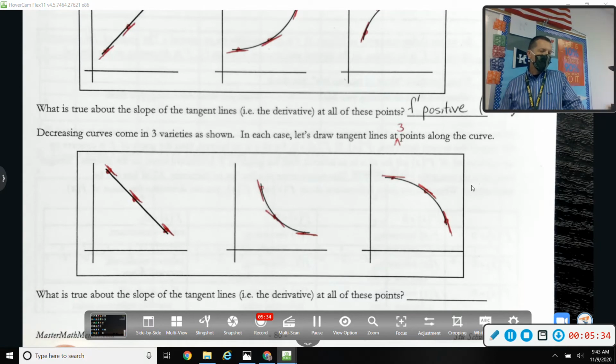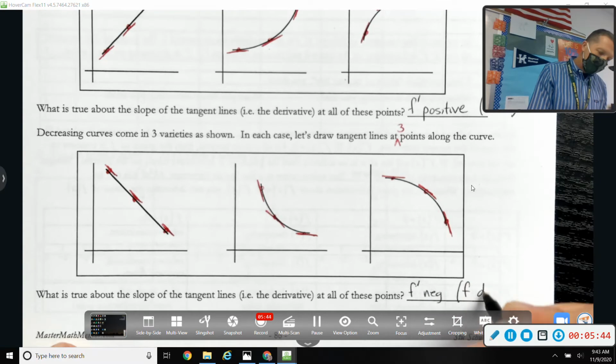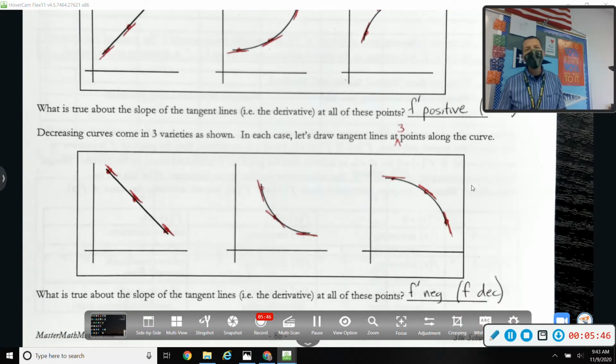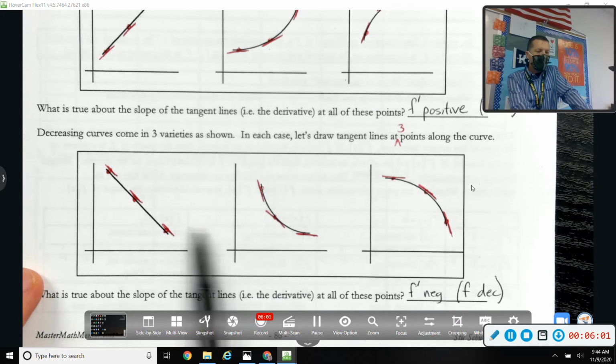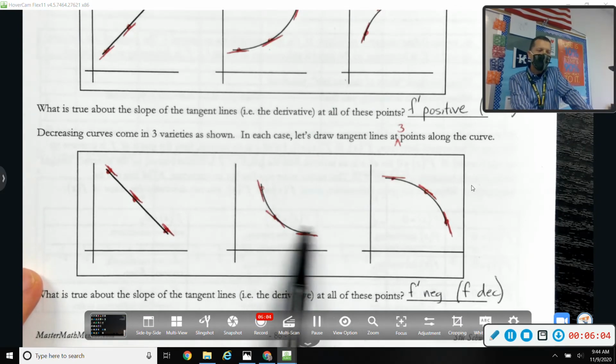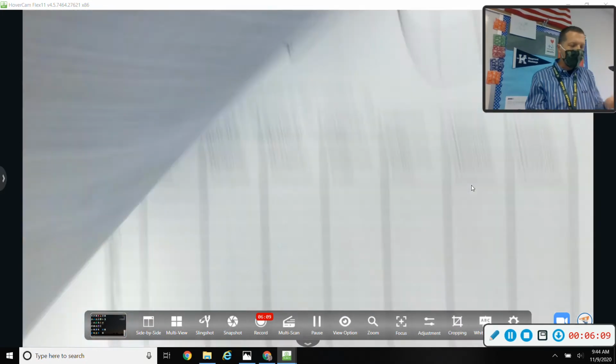What is true about the slope of all of those tangent lines? That they're negative. F prime is negative because f is decreasing. Or you can say it the other way, f is decreasing because f prime is negative. So those always go together. Those say the same thing. But before you turn the page, you can guess where this is heading, because all three of these are decreasing, but they don't look exactly the same. There's something different about all three of those. You know the word to describe it, and that's where we're headed.